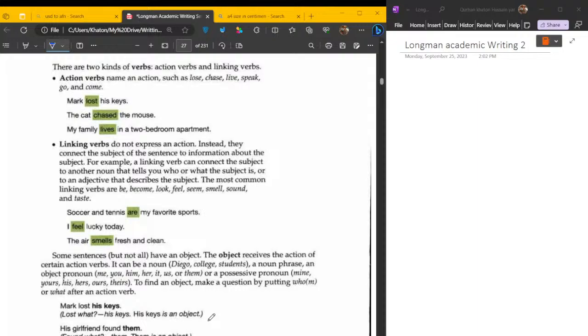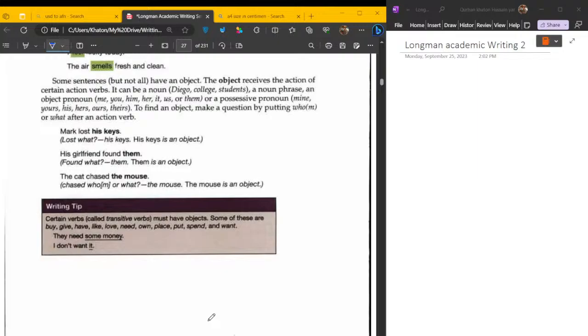Okay, so Mark lost his keys. Lost what? His keys. His keys is an object. His girlfriend found them. Found what? Them. Them is an object. Okay, so the cat chased the mouse. Chased who? Chased what? The mouse. The mouse is the object.